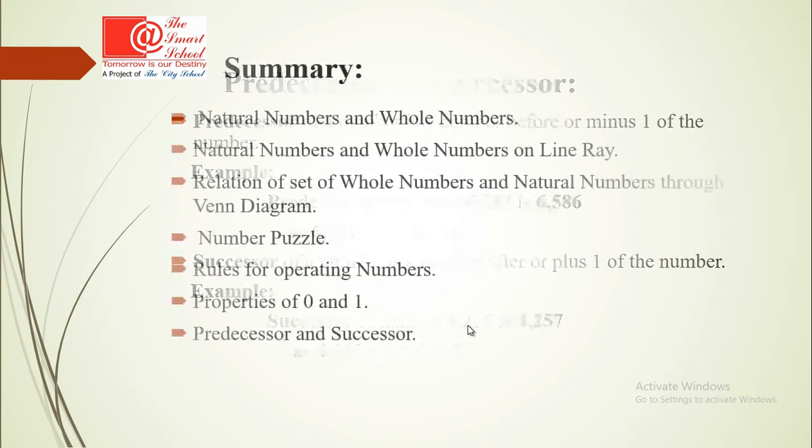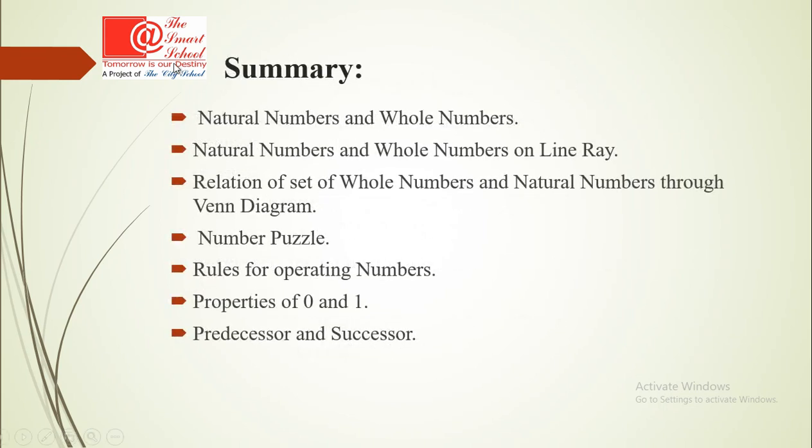Now, what we learned today. In today's lesson, we learned natural numbers and whole numbers. We learned natural numbers and whole numbers on the number line, and the relation of the set of whole numbers and natural numbers through a Venn diagram. We played a puzzle. We learned rules for operating numbers, and we learned properties of 0 and 1 and the predecessor and successor of a number.